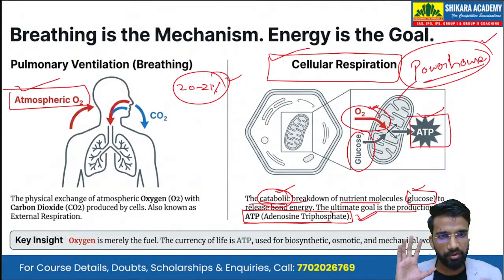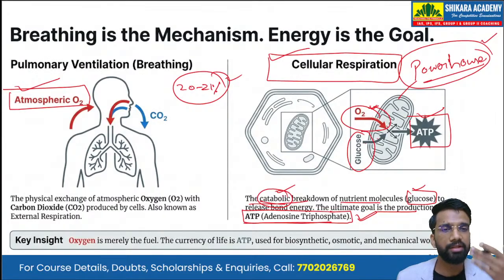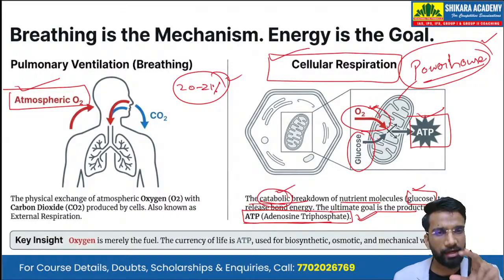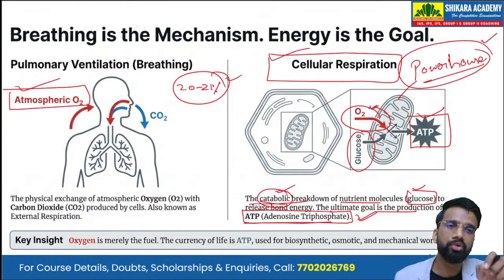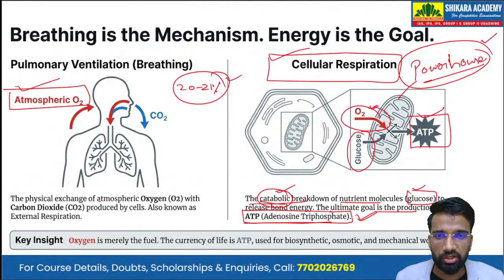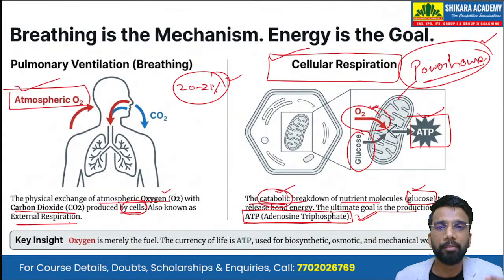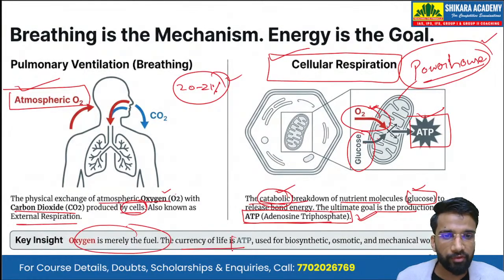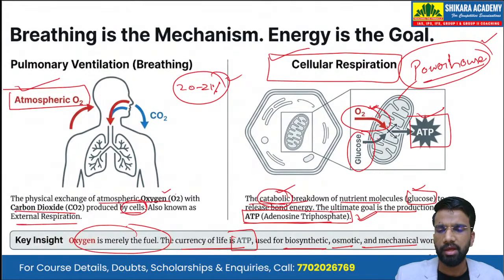When we talk about respiration, there are two aspects. One aspect is breathing, that is the exchange of gases, mainly the intake of oxygen. That oxygen is transported via the blood to the different cells, into the mitochondria of the cells, and there cellular respiration takes place and energy is released to sustain life. The physical exchange of atmospheric oxygen with the carbon dioxide produced by the cells is known as pulmonary ventilation or breathing, also known as external respiration, one and the same thing. The oxygen is merely the fuel here. The currency of life is the ATP, which is used for biosynthetic, osmotic, as well as mechanical work. All the energy that we get is from the ATP.